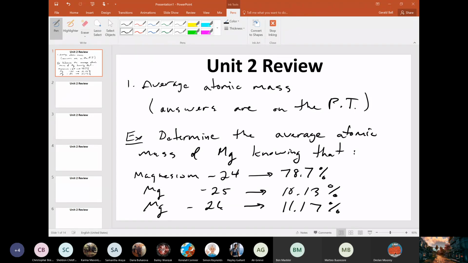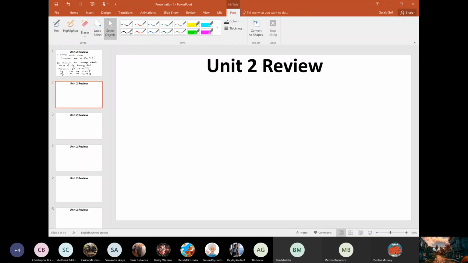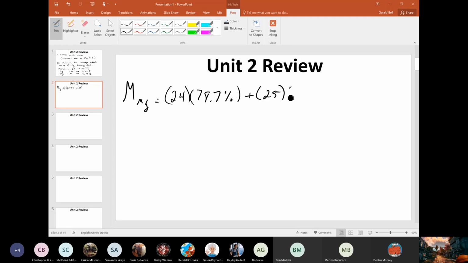Okay, so now hopefully you have those numbers down. I don't know if you remember, but I sort of invented my own formula. To find the mass of magnesium, we take our first isotope number, 24, and multiply it by our first percentage, 78.7%, and then repeat for the other ones: 25 times 10.13%, plus 26 times 11.17%. We haven't gotten rid of the percentage yet; we'll do that in our next step.